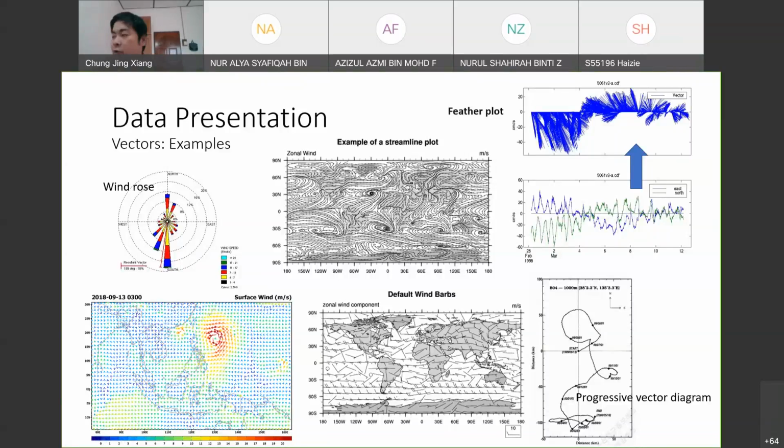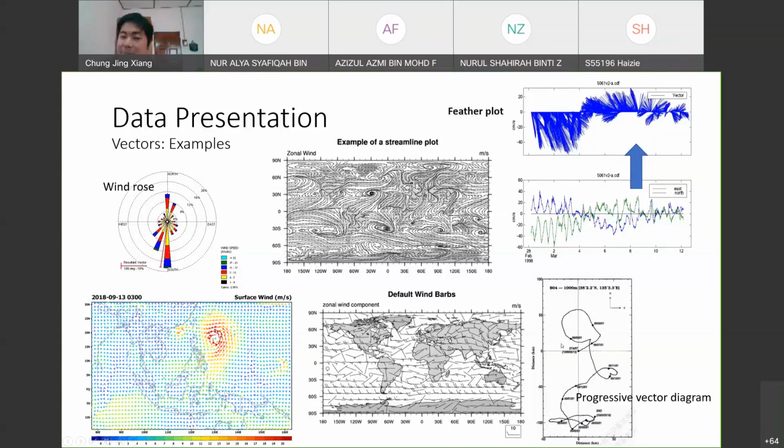For example, if you deploy CTD, you're trying to measure the current speed and the direction. So this is what you use, vector plot. And another is called progressive vector. So basically, we try to chart where a certain point moves in the space. You see, at a certain time, the point is here. At a certain time, the point is here. So this is called progressive vector diagram.